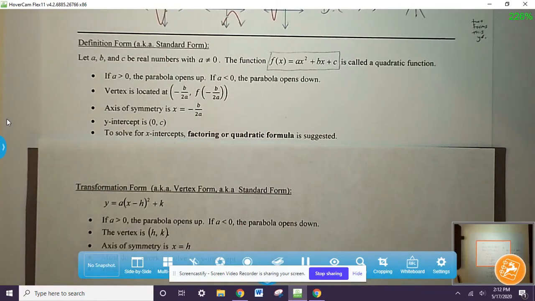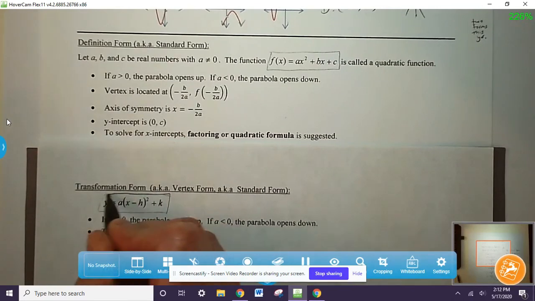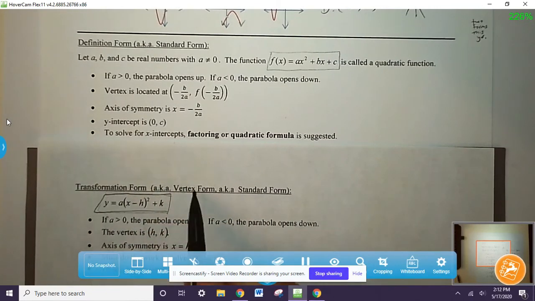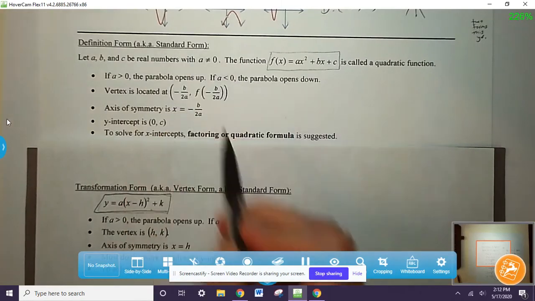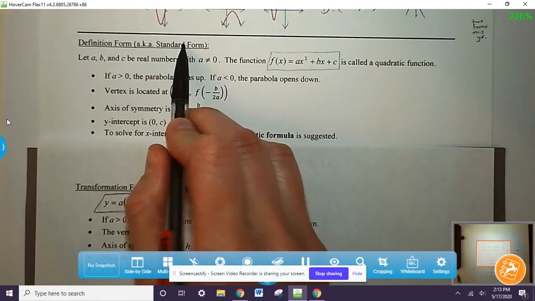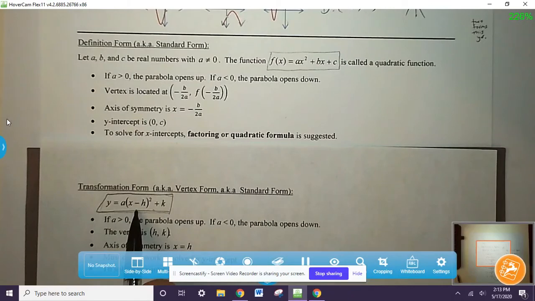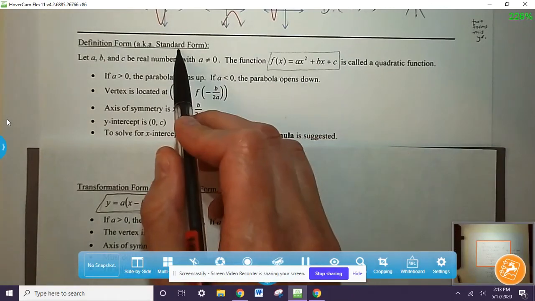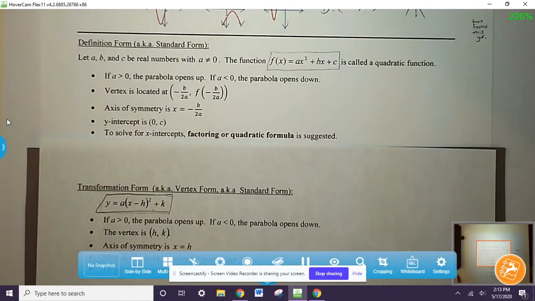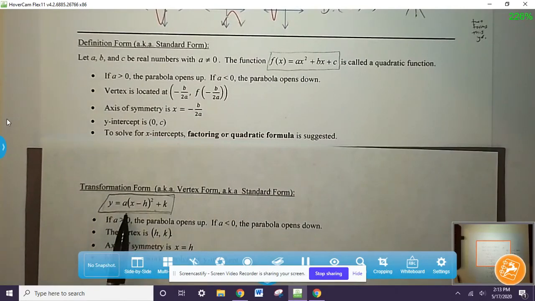And then we also have this one down here that is often called transformation form, vertex form, or in your textbook this year, it's actually called standard form. So standard form can be kind of confusing because in last year's Algebra 2 book, this was standard form. In the Precalc book, they call this standard form. So I tried to avoid that label this year because I don't want to confuse you. So we'll call this the definition, and this we'll either call transformation or vertex form. And we're going to review both of these.